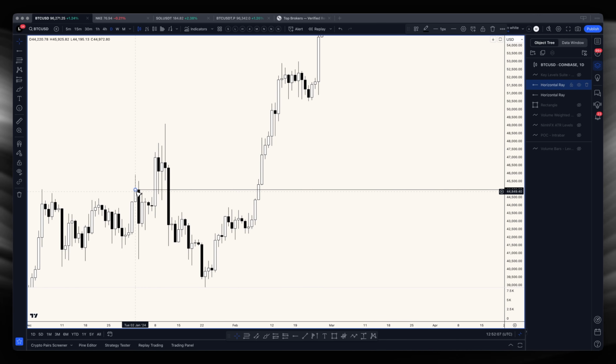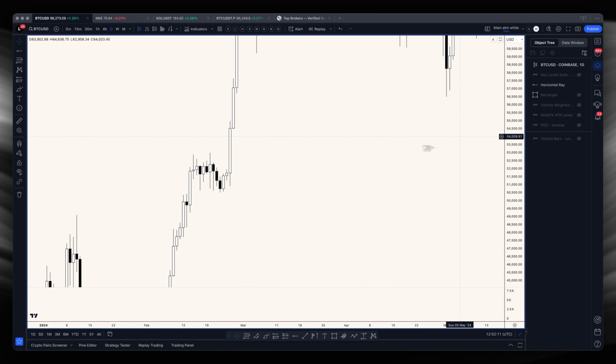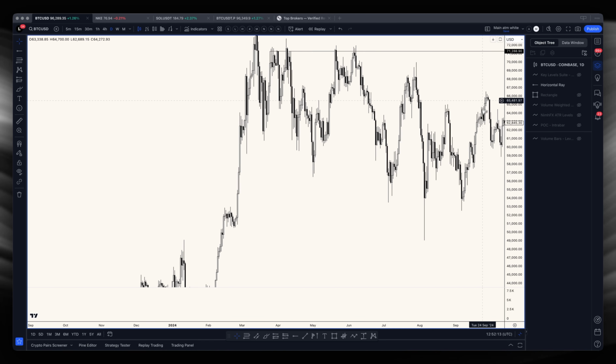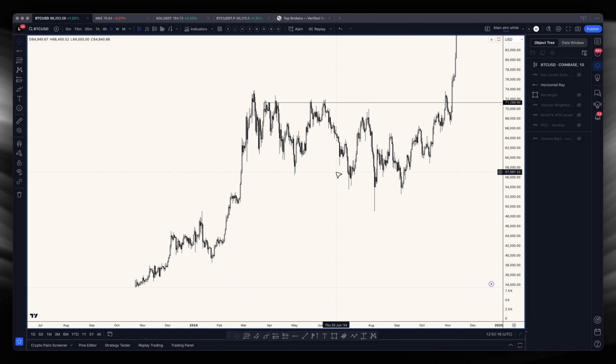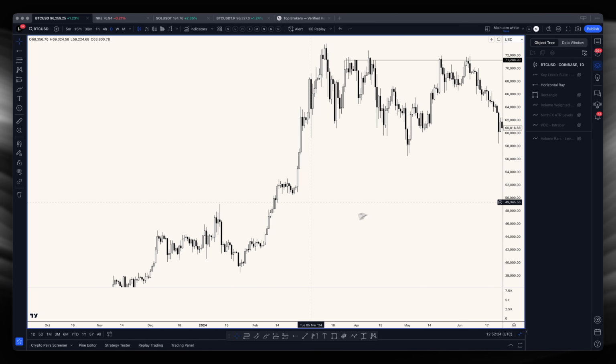I want to see multiple tests and then a thrust through the level to define that it's a clean break before eventually at some point coming back to revisit that zone as a whole more than anything else. But these provide us key SR in reference to signs of weakness. I really want to put emphasis on that because it can give you a heads up over anything else.